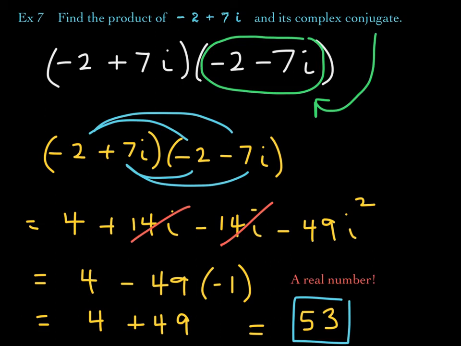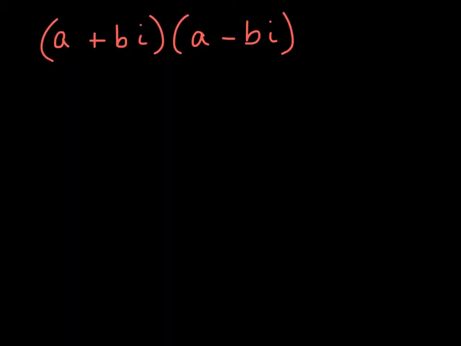This will always happen. The product of any complex number and its complex conjugate will always be just a real number. These imaginary parts will always cancel. To prove what I just said, I just took any complex number, a plus bi, and I'm multiplying it by its complex conjugate. Now, these just represent any complex number, okay? So this is going to be true for all complex numbers.